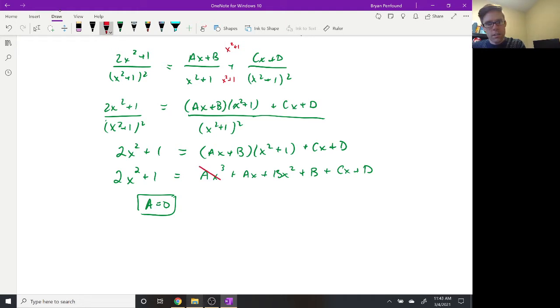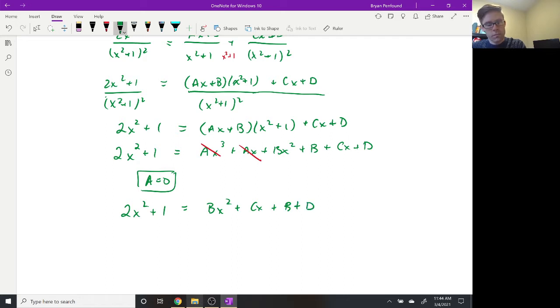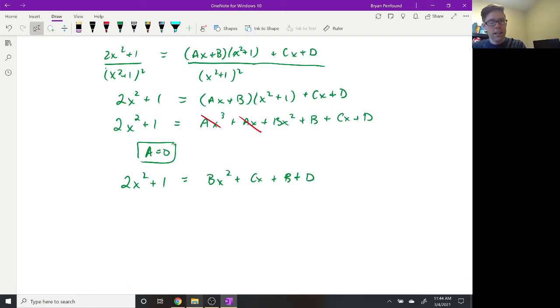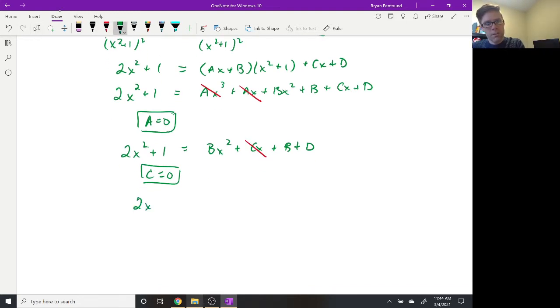Now, if a is equal to 0, can we kind of zero in, no pun intended, on another value, b, c, or d? So if a was 0, we have bx squared plus cx plus b plus d. Now, it also kind of looks like c should be 0. Right, so let's get rid of c, right? There are no x terms over on the left-hand side. So now we have 2x squared plus 1 is equal to the following.